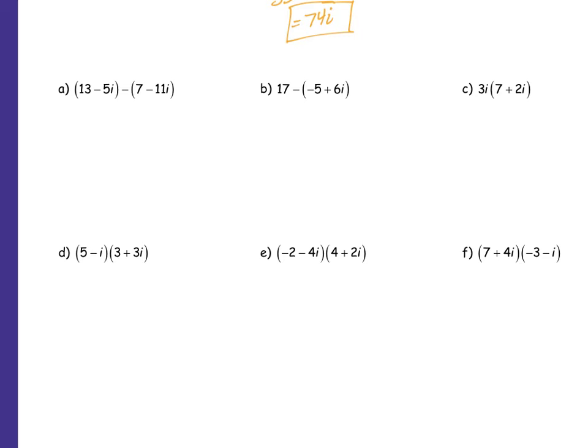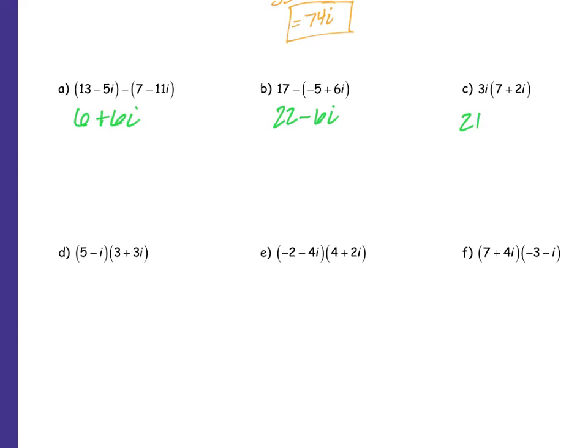Okay, my iPad turned off, sorry. So let's see, 13 minus 7 is 6, I'm pretty sure. And negative 5 minus a minus 11 is another 6. So that would be plus 6i. Okay, and then I've got 22 minus 6i. Done. Oh, never mind, that's not the problem. It's the next one.